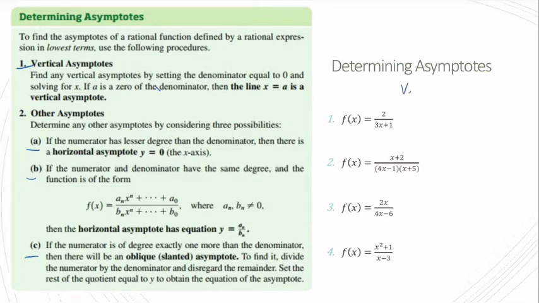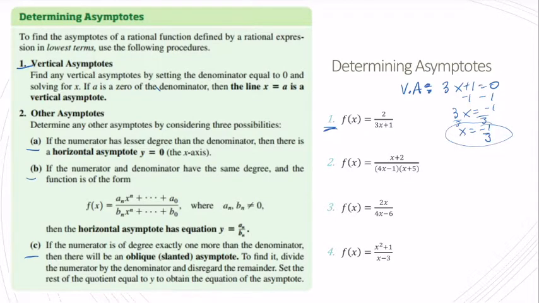So my vertical asymptote is going to be given by 3x plus 1 equals 0, and then I solve for x. So I get 3x equals negative 1. I divide both sides by 3. I get x equals negative 1/3. So for problem 1, I have a vertical asymptote at x equals negative 1/3.